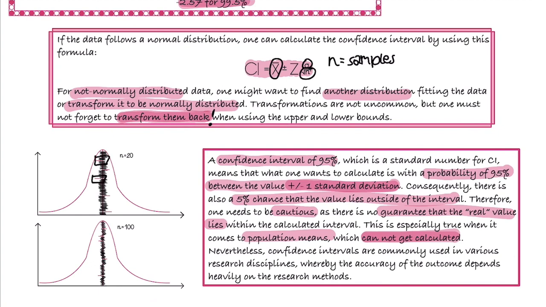So nevertheless, confidence intervals are commonly used in various research disciplines. And another important aspect is that the accuracy of your outcome not only depends on those statistical measures and techniques, but especially on your research methods, just to say that. This was a quick overview. If you want to take a look at the video about normal distribution or the t-tests, they are also linked.